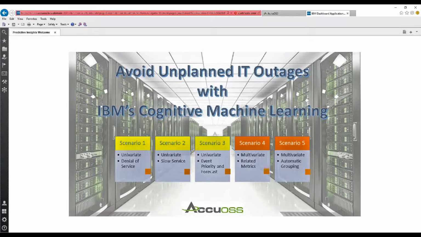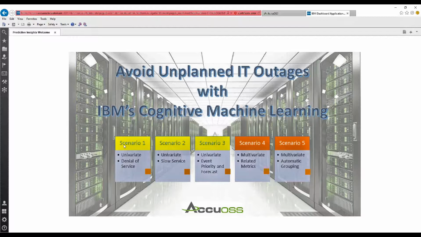So with that, I'm going to jump into the demo. And what we've set up is we have 5 scenarios of where doing anomaly detection has helped us avoid these unplanned IT outages and really look for data that is interesting to what could be a root cause of a problem going on.